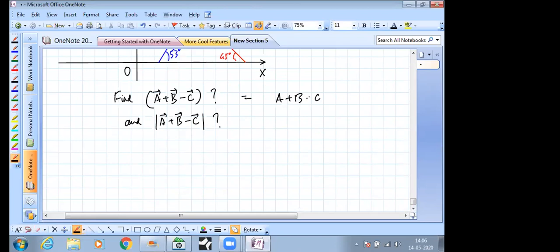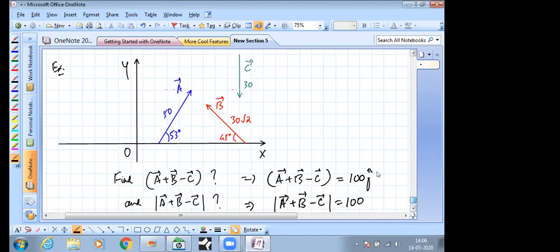This thing you should be getting as, in fact, 100 J cap. And therefore the magnitude of the same is just 100. Now let's see how that's happening.